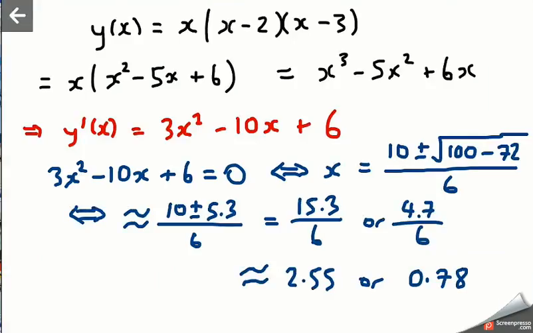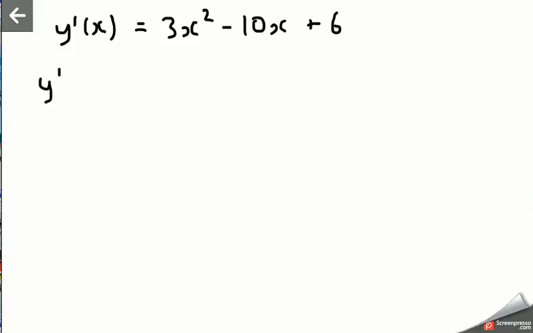Well, y prime of x is equal to 3x squared minus 10x plus 6. Let's write that down up here. Y prime of x is equal to 3x squared minus 10x plus 6. So that means that y prime prime of x is this thing differentiated again. So y prime prime of x is equal to 2 times 3x, so 6x minus 10.